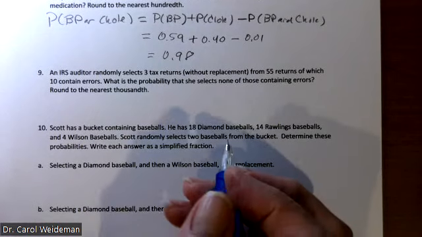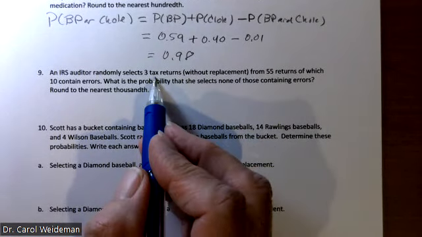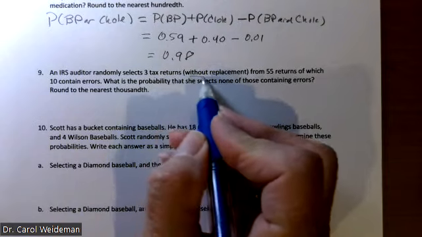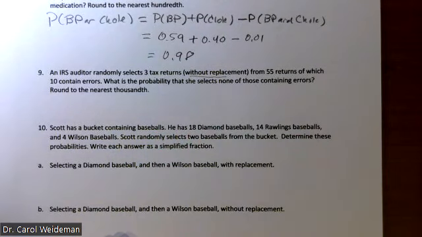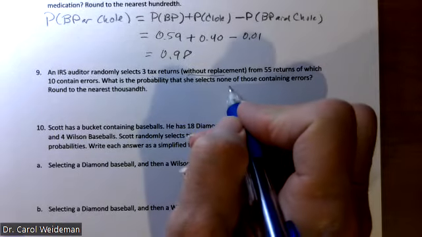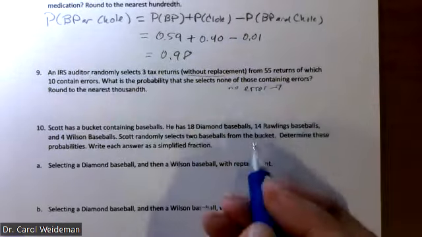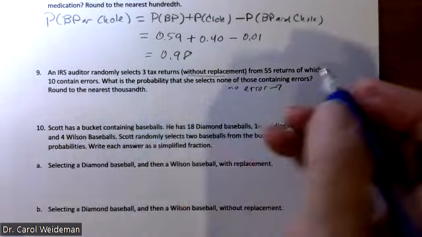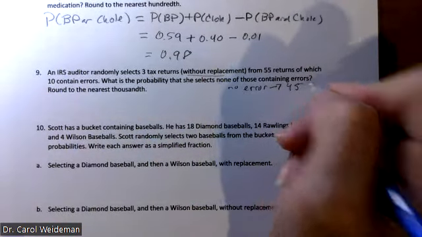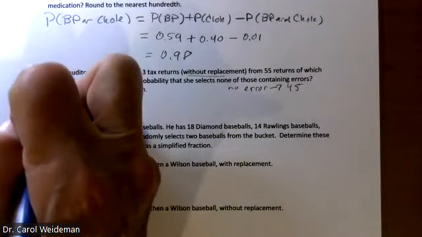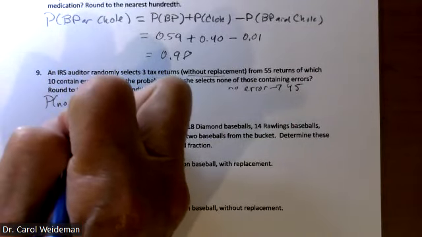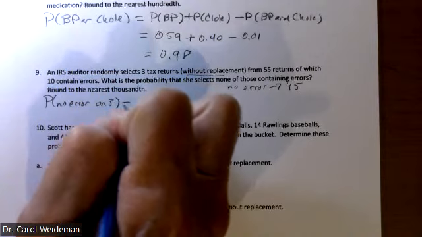Okay, now we have an IRS auditor selecting 3 tax returns. Notice this time without replacement from 55 returns, of which 10 have errors. What's the probability that she selects none of those with an error? First question is, how many have no errors? There's 55 total, 10 have errors, so we know 45 must have no error. So probability of no error on 3. Let's write it like that.